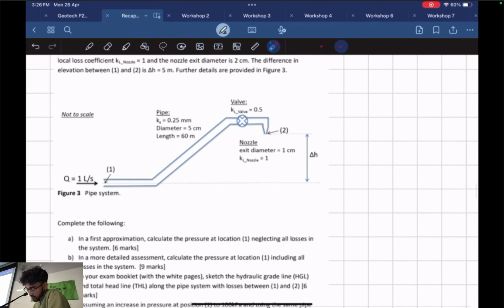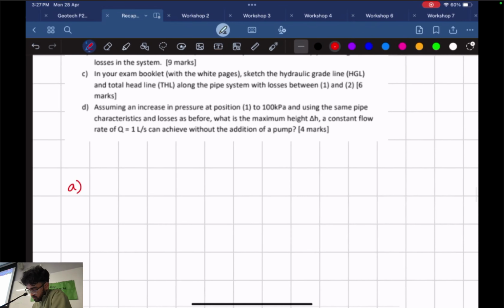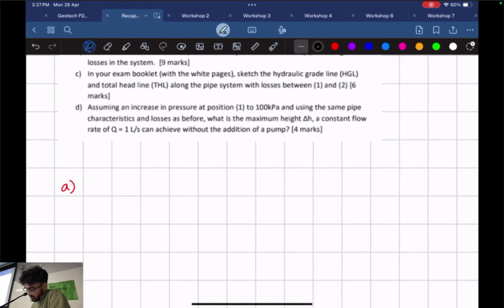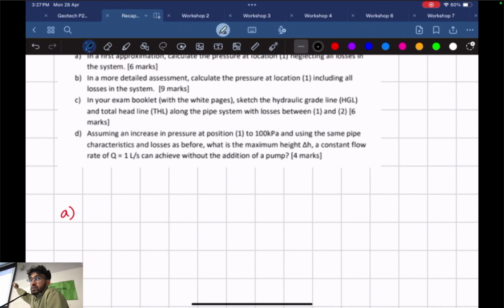So let's take a look at part A. In the first approximation, calculate the pressure at location 1, neglecting all losses in the system. So in this case, we're not going to take a look at entry losses, exit losses, or friction losses, right? So we're just going to do A. Calculate the pressure. This is just going to be using Bernoulli's equation.